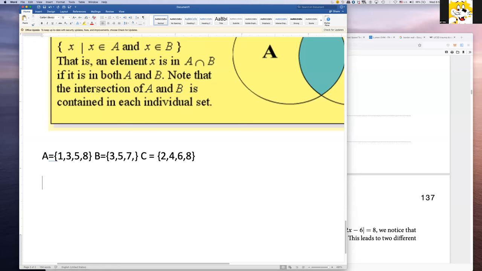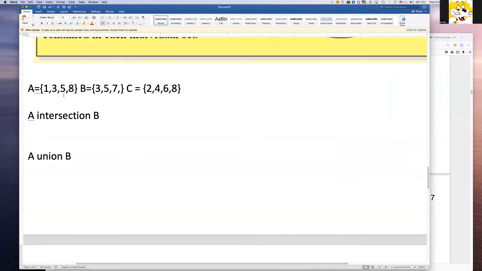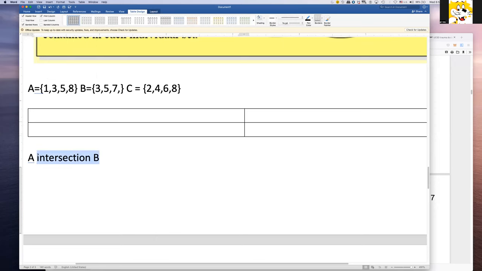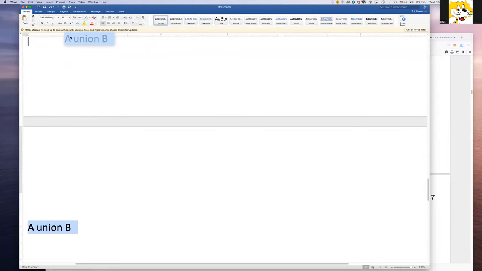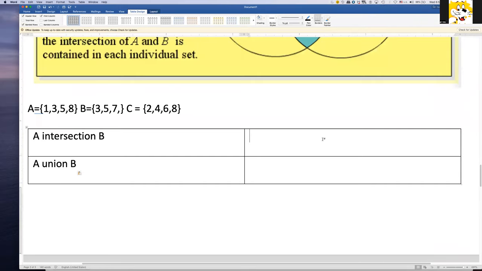But now you have some problems. So the first problem is A union A intersection B. Then the next problem is A union B. And then the last problem is, well, how am I going to do the last problem if it's going to be up there? Okay, hold on. Enter the table. Boom. There you go. And then the last problem here is going to be B intersection, parentheses A union C.